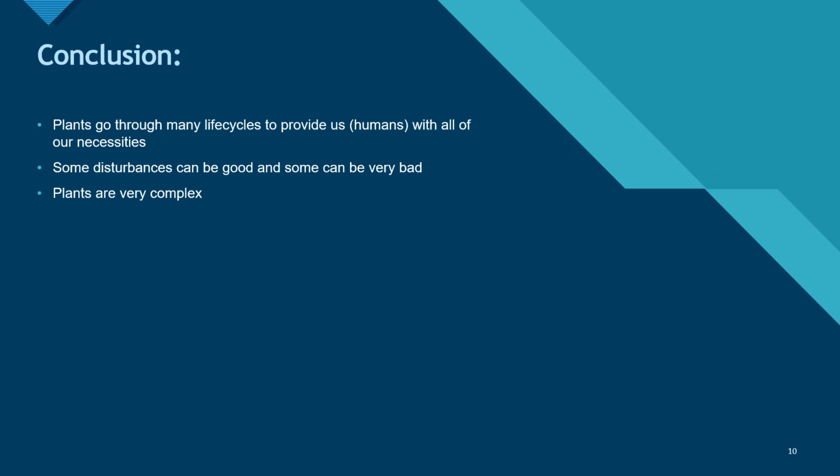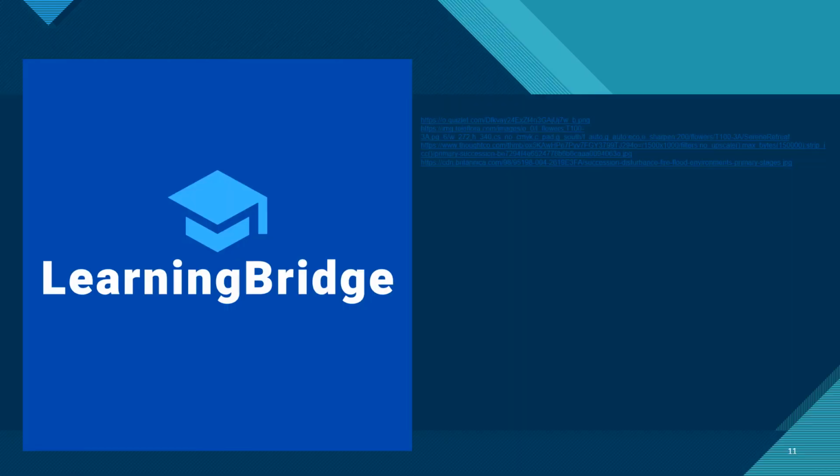So, conclusion: plants go through many life cycles to provide us as humans with all of our necessities. Some disturbances can be good and some can be bad, and we have to remember as we learn through this unit that plants are very, very complex. And that's it.